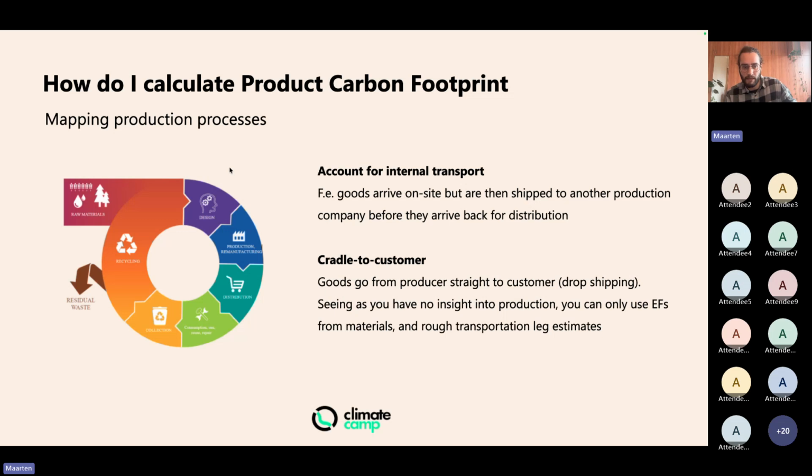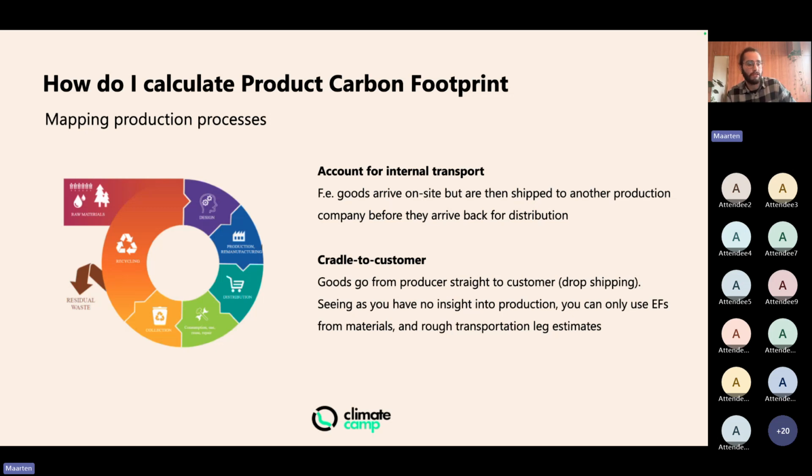Now, before I give the example of the calculation, I'm going to give two specific nuances that might be relevant to your organization. The first one being account for internal transport. What we often see with customers is that, for example, certain raw materials arrive on site, but they are then shipped to another production company or a processing company before they are shipped back again to be entered into the product or for distribution. All these different steps should be accounted for as upstream transportation.